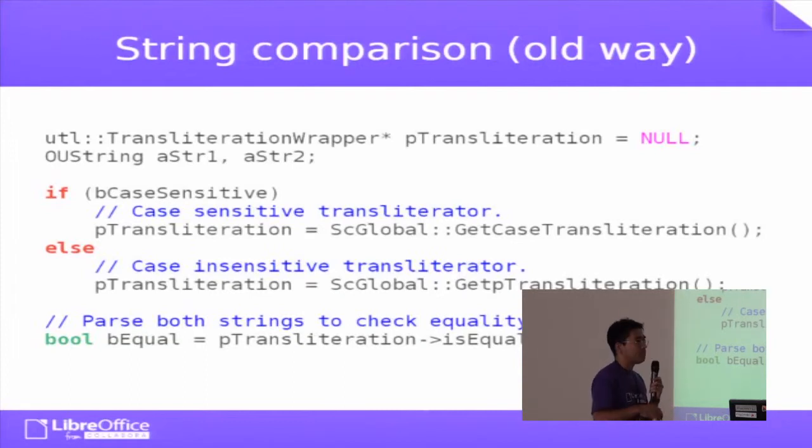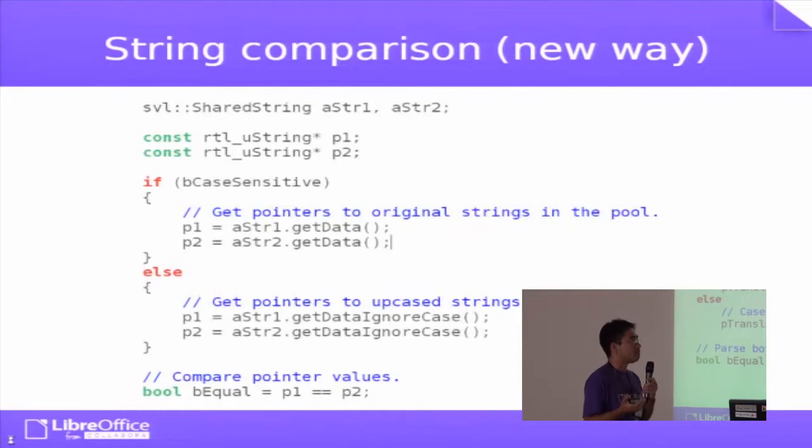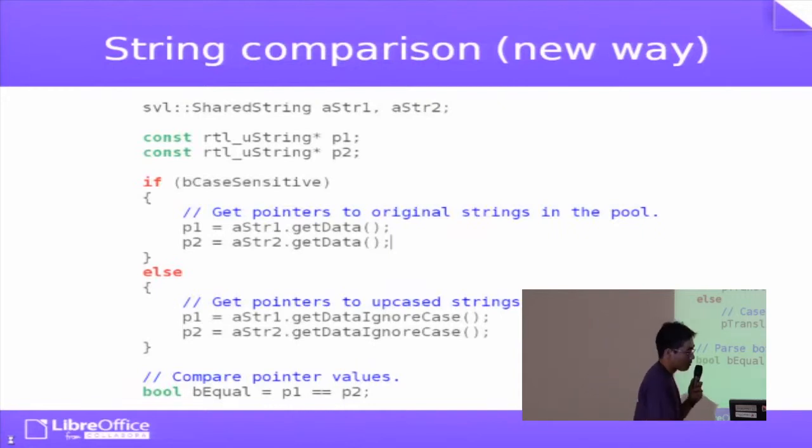This is how we used to handle string comparison. That change was mostly done not because we wanted to save memory footprint, because the upper-case string was already pulled internally, but because we wanted to accelerate the performance of string comparisons. The old way of comparing two strings was done this way. If you have to do a case-sensitive string comparison, we first fetch the case-sensitive transliterator from the SC global, and then use that to do a raw string comparison. For case-insensitive comparison, we would get the case-insensitive transliterator and then do the raw string comparison.